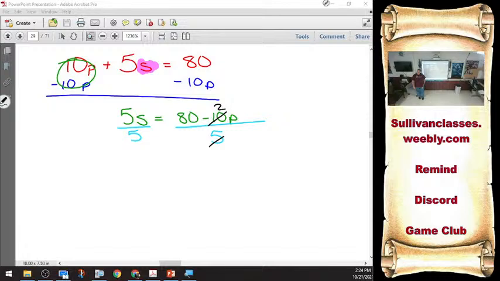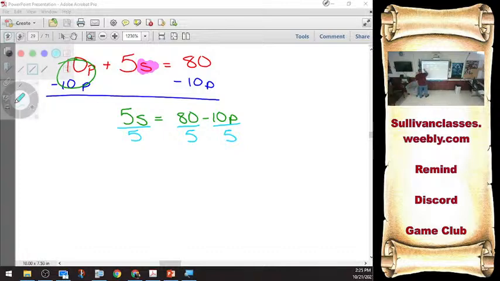You only did the 5 division to the 10 instead of the P and the 80. Math is communist. What you do for one, you do for all. Those are both over 5. So maybe it would do me well to put them both over 5. Right? Everything over 5. And then I actually do have my answer.